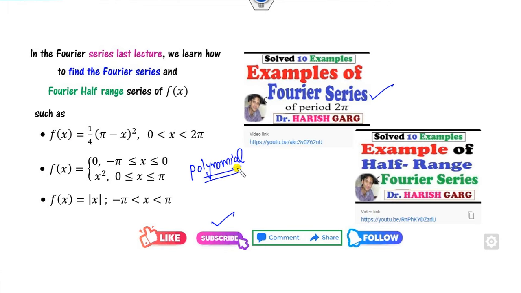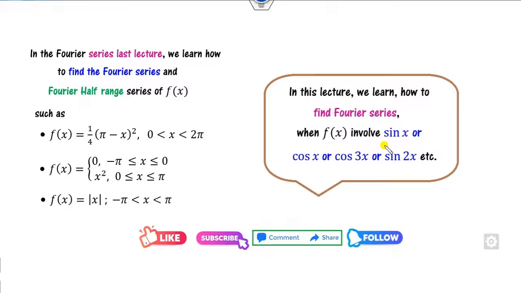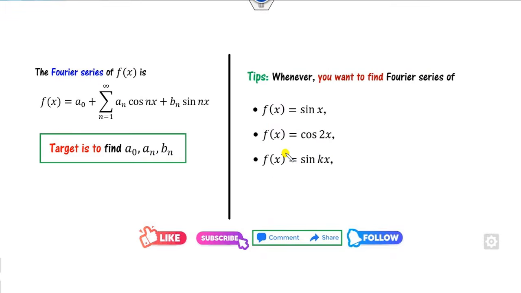Now in this lecture we will cover all those functions where a trigonometric function is present in f of x. How can you find the Fourier series when the function involves sine, cosine or any of the other terms? Now remember that your target is always to find a0, an and bn.